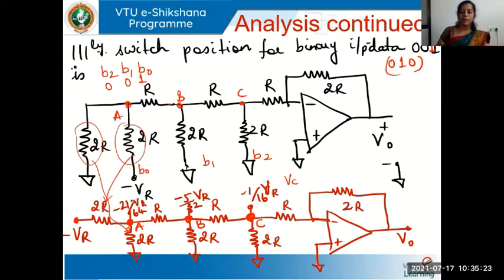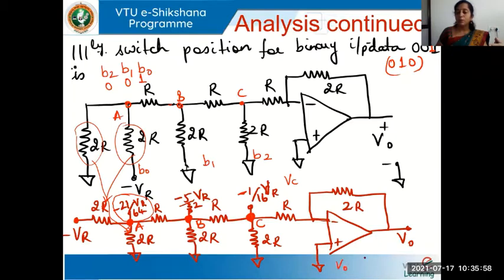Okay. Then you'll observe that the voltage at this point becomes approximately minus 21 by 64 into VR. So the voltage at node A, when I simplify, turns out to be minus 21 by 64 into VR. Similarly, voltage at node B will become minus 5 by 32 times VR. Voltage at node C becomes minus 1 by 16 times VR. And remember, I will use the voltage at node C to calculate the final output voltage.